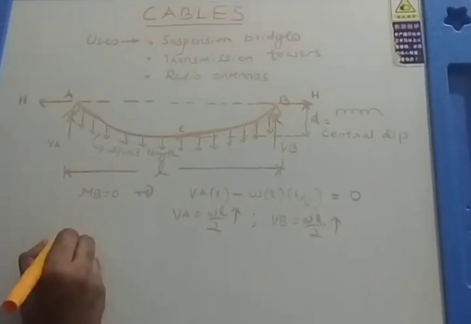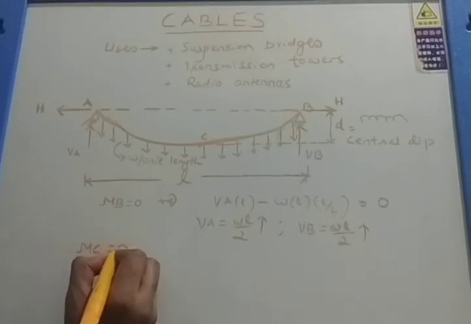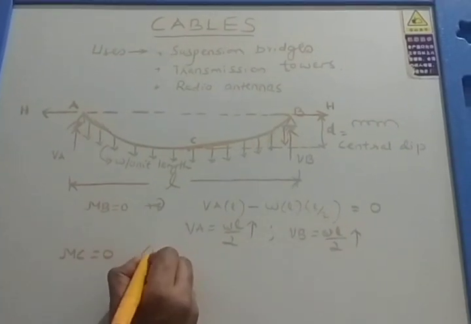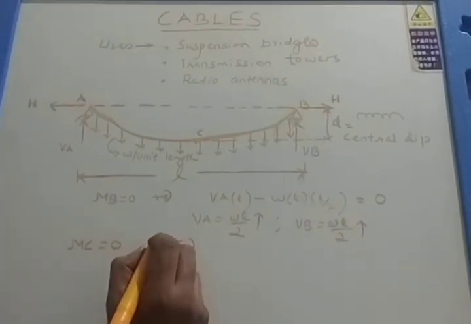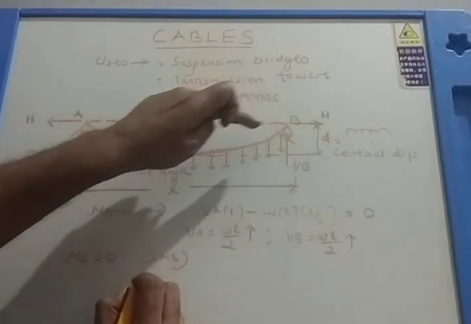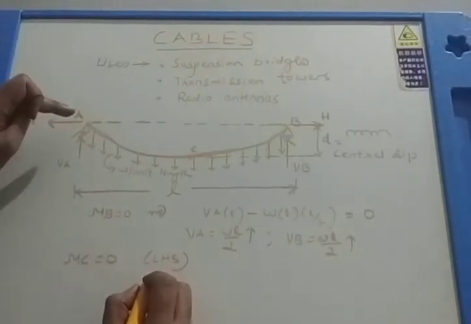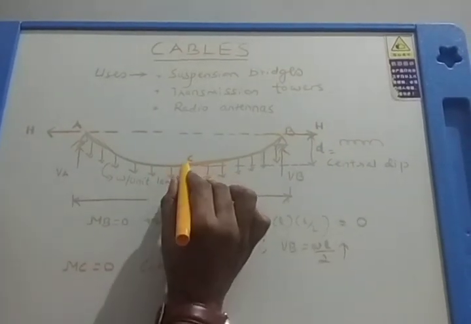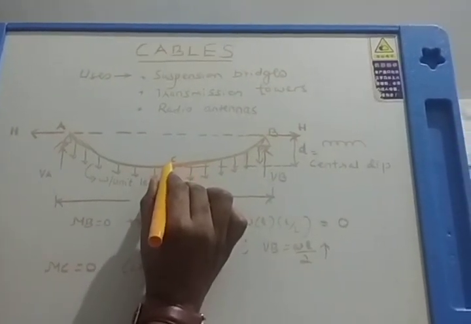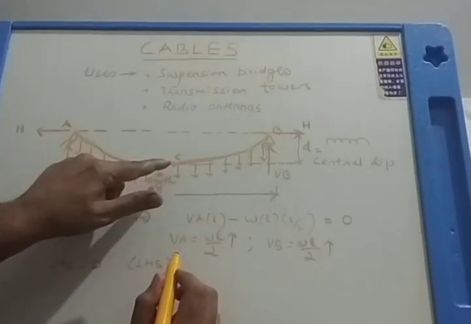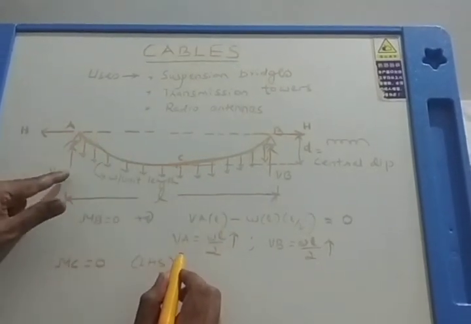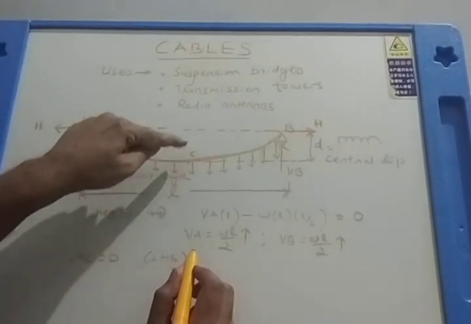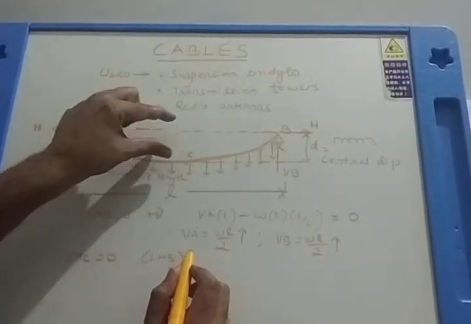Now let us take moment at C equal to 0 like how we did in case of arches on the left hand side. See, you can take moment at any point equal to 0 in case of cables because the cables do not carry any bending moment. But we are taking moment at C equal to 0 for the simple reason that we know the position of C. That is, C is at a distance of L by 2 and its vertical dip or central dip is D, small d.